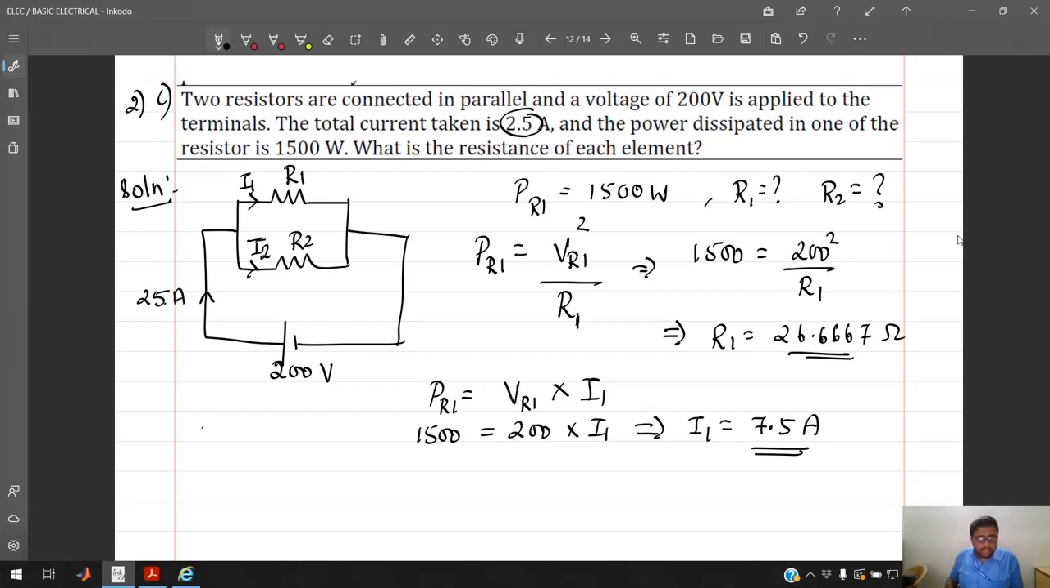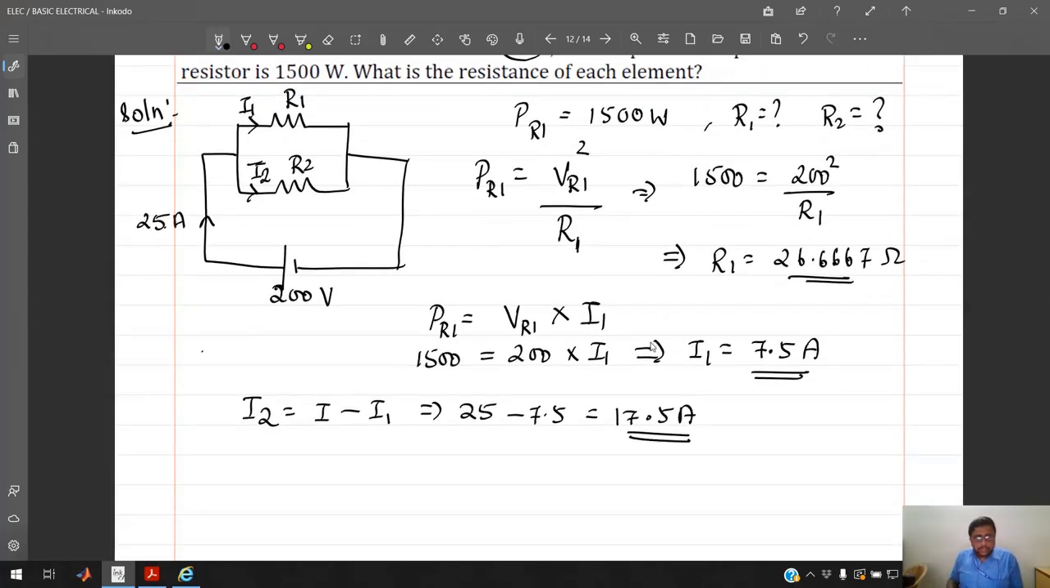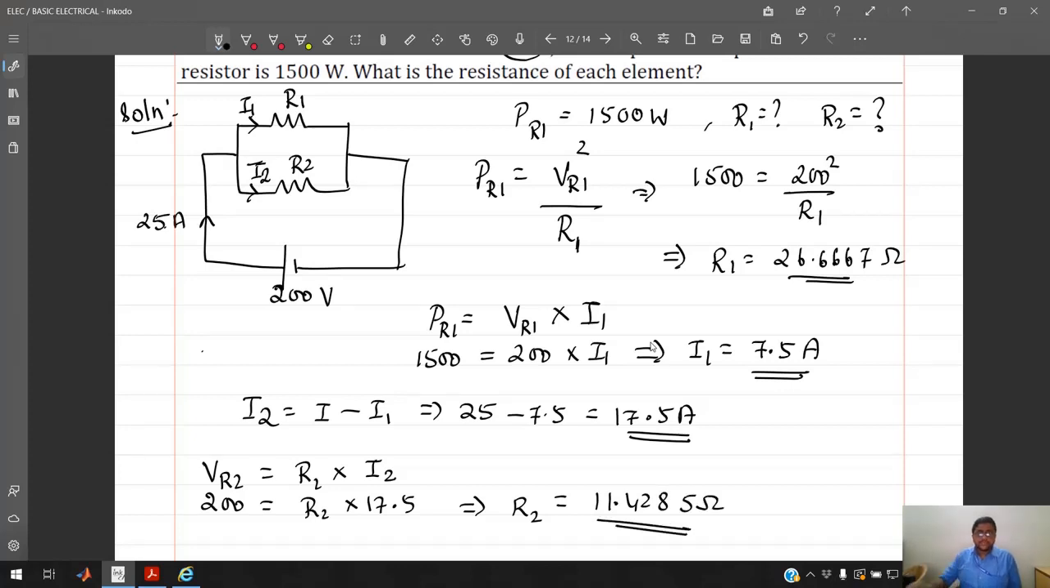Once you calculate this, you're going to get I2 as the main current I minus I1. That implies 25 minus 7.5. You will get it as 17.5 ampere. So you got to know the value of I2. Once you know the value of I2, you know that voltage V across R2 is equal to R2 into the current through R2, that is I2. So 200 is equal to R2 into 17.5. If you solve this, you are going to get R2 as 11.4285 ohms. So this is the answer for R2.